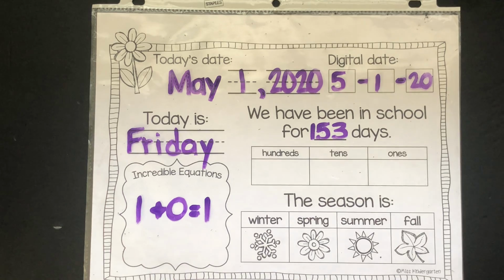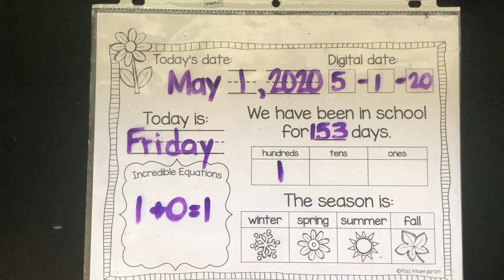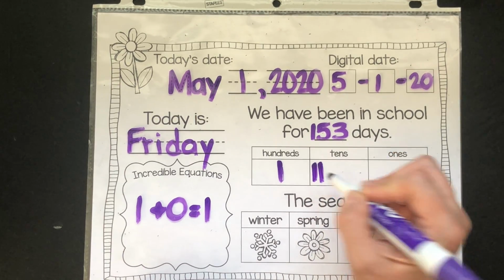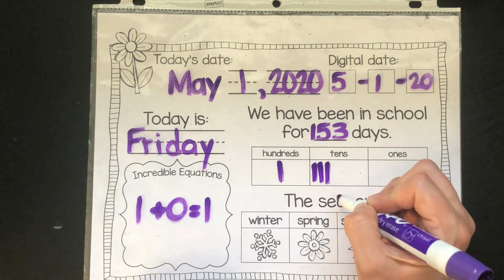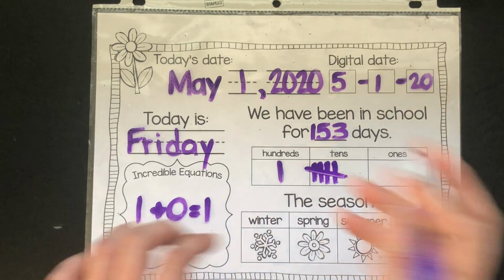What digit was in the hundreds place? A one, so we're gonna put a one in our hundreds. What digit was in the tens place, Lovebugs? A five, so we've gotta make five tally marks. Here we go, one and up, two and up, three and up, four and up, five and slide and stop.